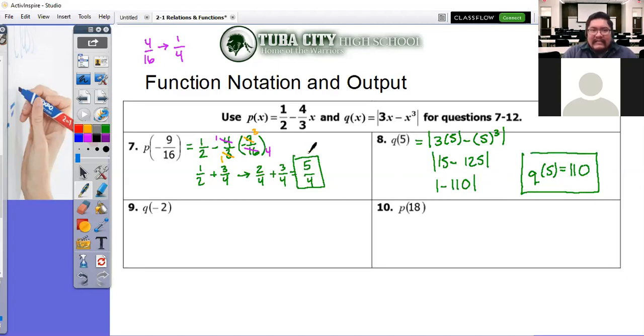And actually, in this case, I did not write the P of negative 9/16 because I kind of ran out of space, although actually I really should do that. I really should put the fraction notation in there.